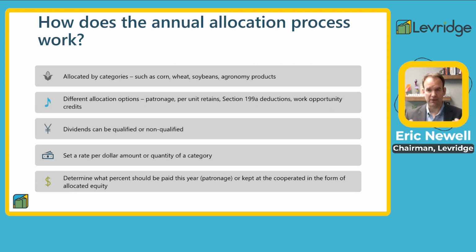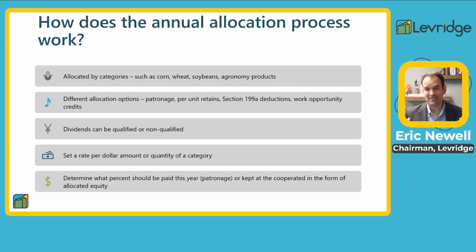So you can allocate patronage, which is based on the amount of money that the cooperative made on an annual basis. You could do an allocation on a per unit retain, where you basically say, for any corn you bring in, we're going to pay you a penny back as kind of a rebate in the per unit retains concept.